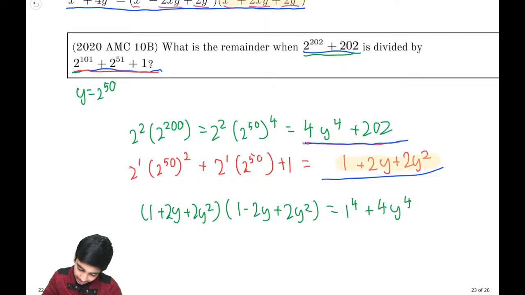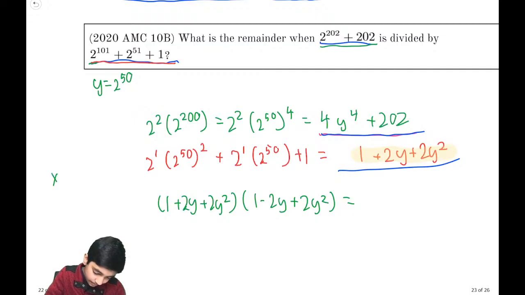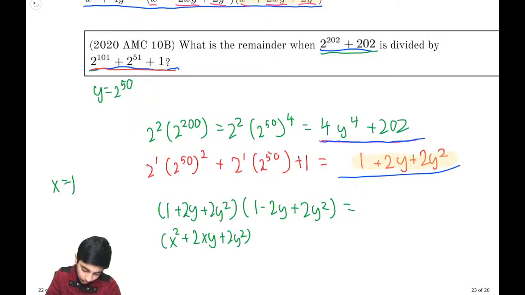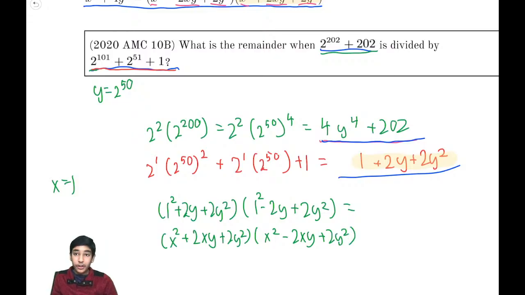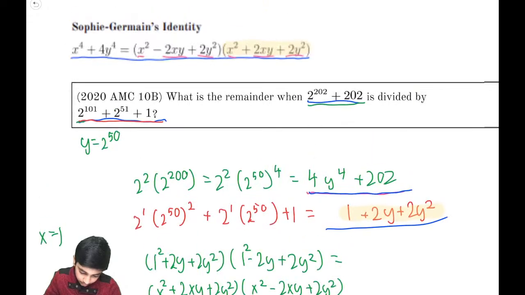And, oh, I should probably make that a little bit more clear. That might have been confusing for some of you to follow. So let's just say that x is equal to 1. Then this will just be equal to x squared plus 2xy plus 2y squared, since x squared is just going to be 1 squared, times x squared minus 2xy plus 2y squared. And this is just by Sophie Germain's identity equal to x to the 4th plus 4 times y to the 4th.